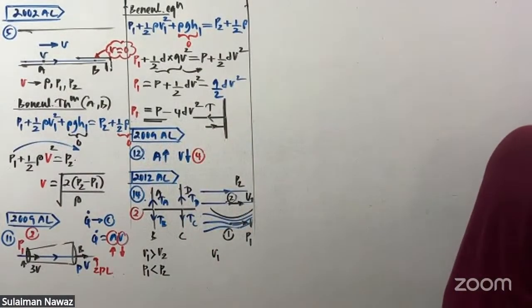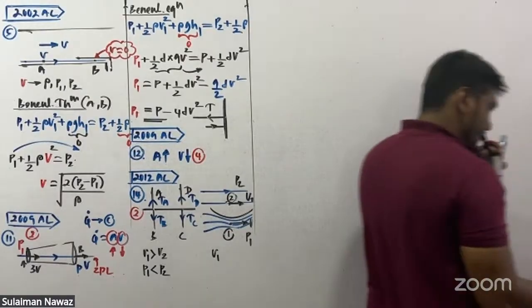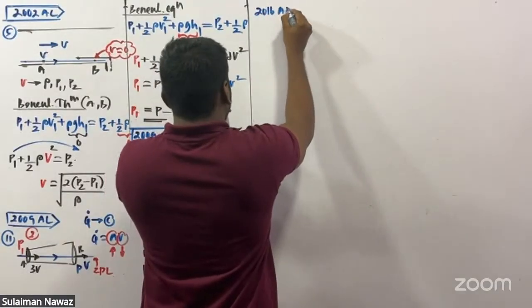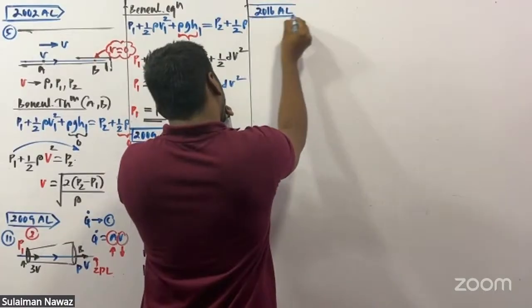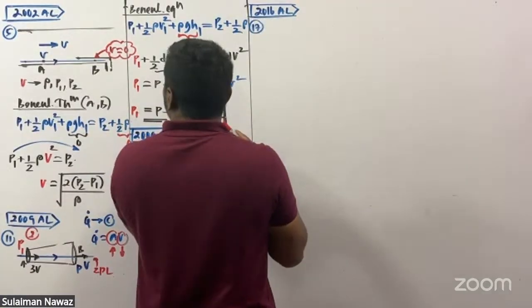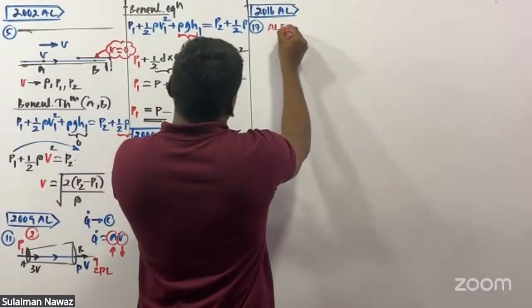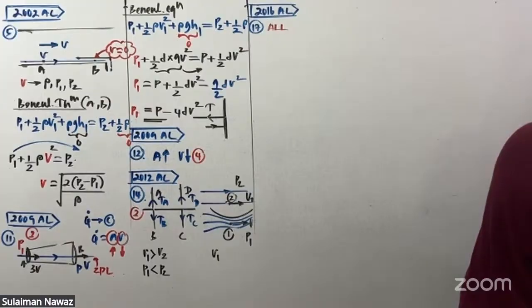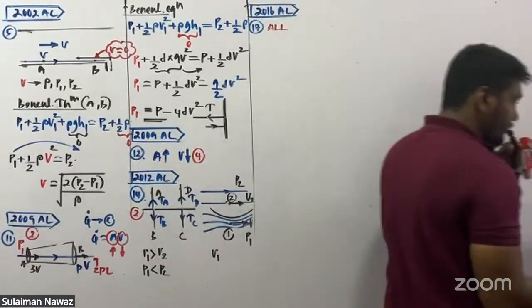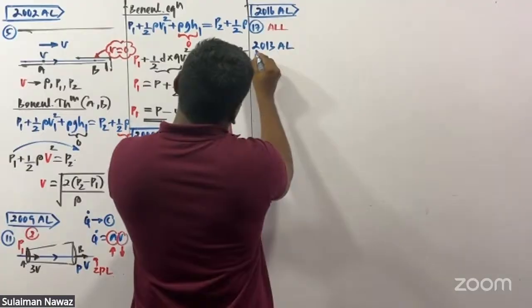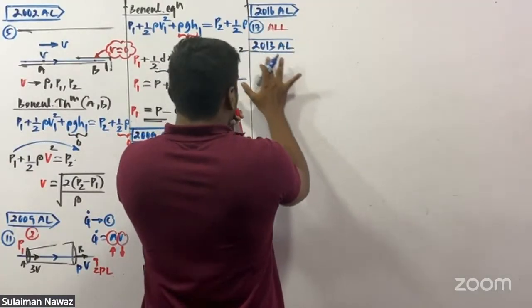17, all. 2016 A level. 17, all. Then 15, 2013 A level. 2013 A level 15.